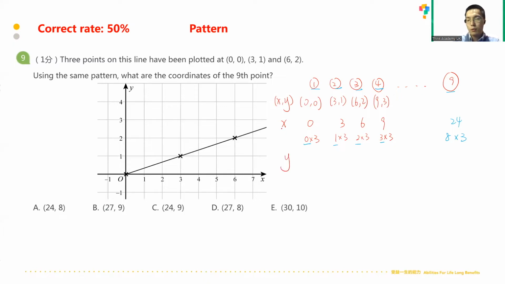And the y coordinate is the same story. It's even simpler. So with the y coordinate, we have 0, 1, 2, 3. And then we say 1, 0, 2, 1, 3, 2, 4, 3. Then for the 9th point, we will have a y coordinate of 8. So we have the x and y coordinate for the 9th point. It will be 24, 8, which is A. So let's move on to the next one.